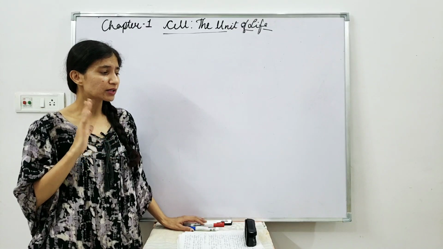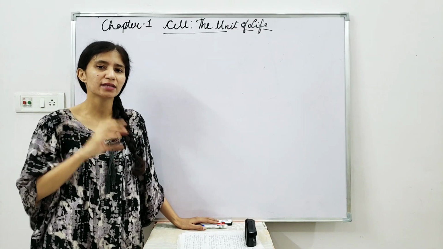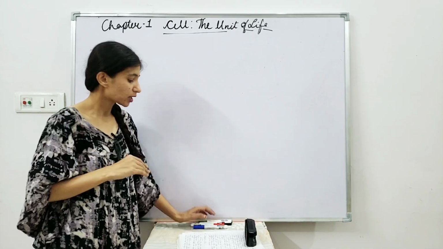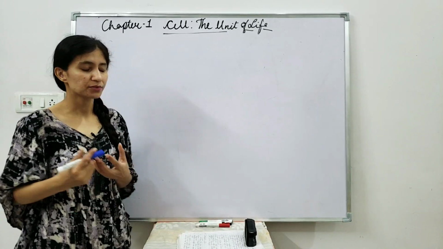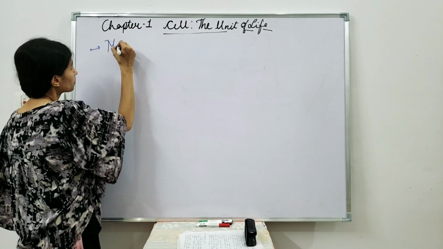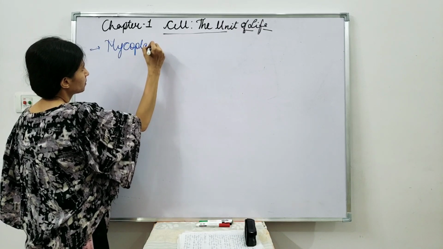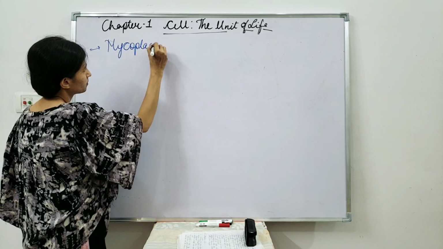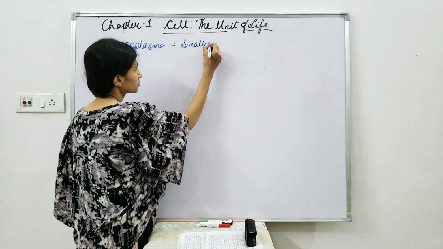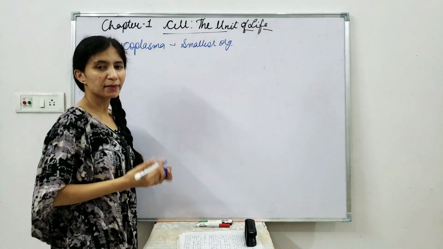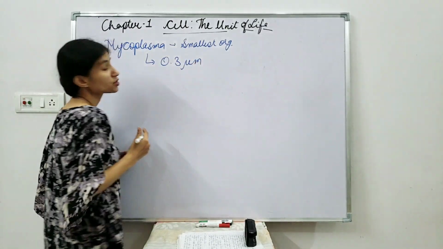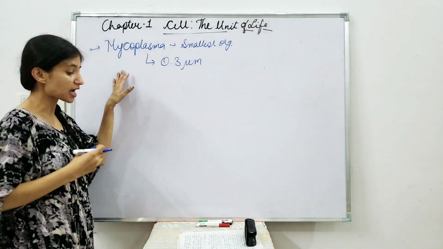It is also important to know here that whatever activity the cell is going to perform usually depends on its shape and size. For example, the smallest organism which is present is mycoplasma. Mycoplasma is the smallest organism. It is a bacteria, and you will be surprised to know its size: it is 0.3 micrometer. That is actually very small.